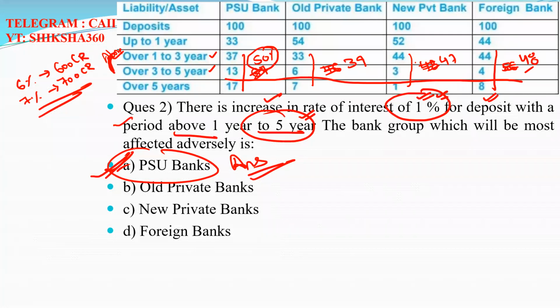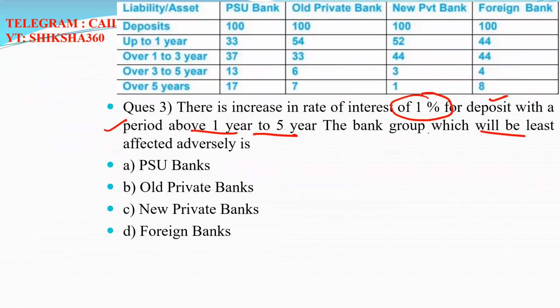Here they are saying that the bank will be most affected. And here they are saying the bank which will be least affected. So this one is not the answer. So we have to check under which bank we have the least deposits. From this factor, this is 39, this is 47, this is 48. The bank which has the least deposit under that time period will be the least affected. So the correct answer here is old private banks.